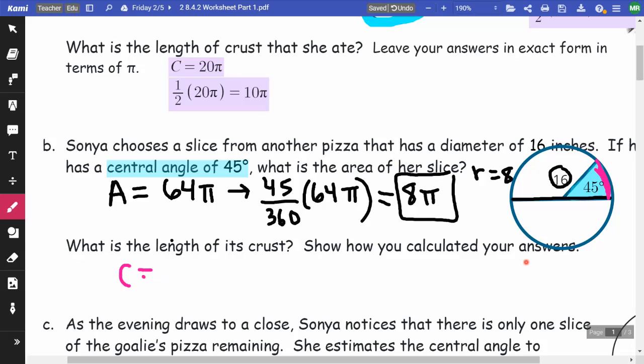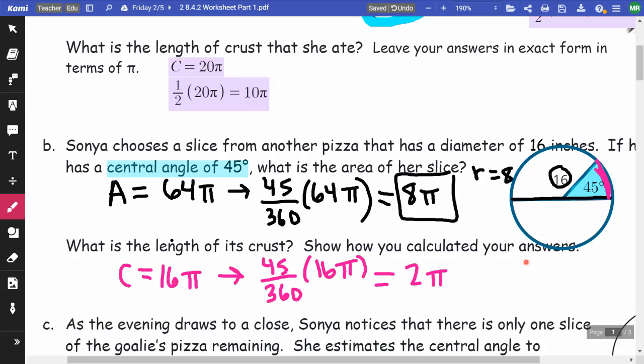Okay, is equal to 16 pi. And again, I don't have the whole thing. I have 45 out of 360. Again, that can be reduced, but I'm just showing you how I'm getting that 45 out of 360. And when I do that math, I end up with 2 pi as our answer. Okay.